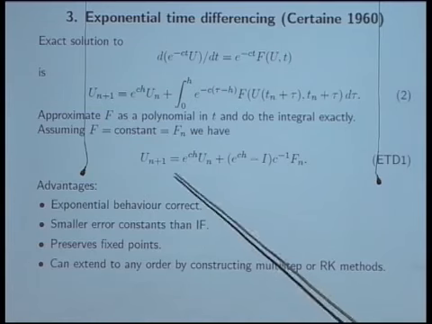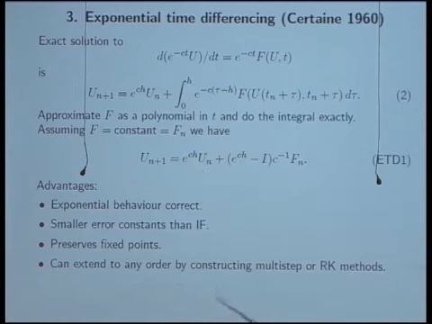So this gets the exponential behavior correct. It also preserves the fixed points and does much better on the slow manifold than the integrating factor method. So this method is good on the slow manifold and off the slow manifold. And again, we can extend this method to any order using multi-step methods or Runge-Kutta methods, just by improving the way we approximate this function f using information from previous steps.